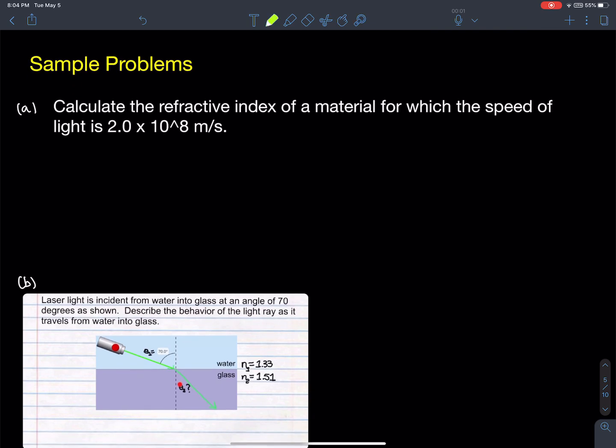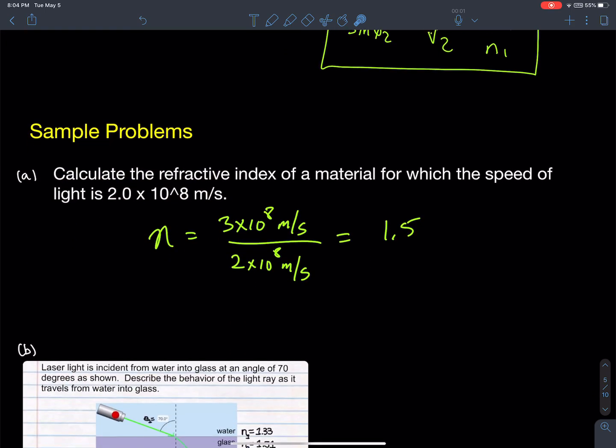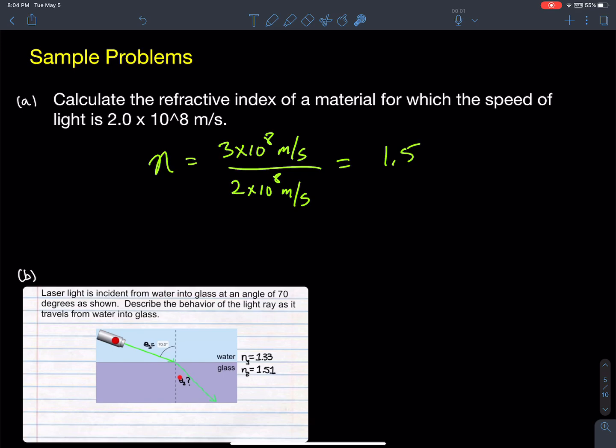Okay, so how do I calculate the refractive index of a material for which the speed of light is 2 times 10 to the 8 meters per second? Okay, so we remember that the refractive index of that material is going to be equal to the speed of light divided by the speed in that medium. Okay, and then that would give me 1.5. So a refractive index of 1.5, if I go back up to this table, is glass. Okay, so that's typical of glass. So that would be what the speed of a wave would be in glass.